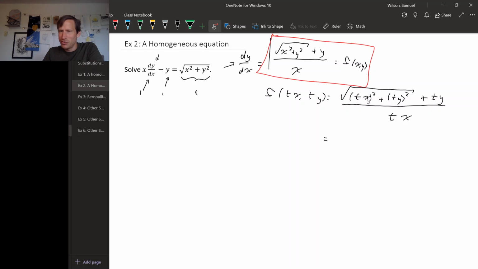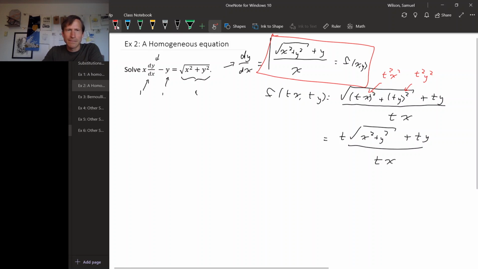Okay, now in this square root, this part right here is t squared x squared, and this part right here is t squared y squared, and then we can pull the t's outside of the square root, so we get t times the square root of x squared plus y squared, plus t times y, all over t times x, and all the t's simplify away again.